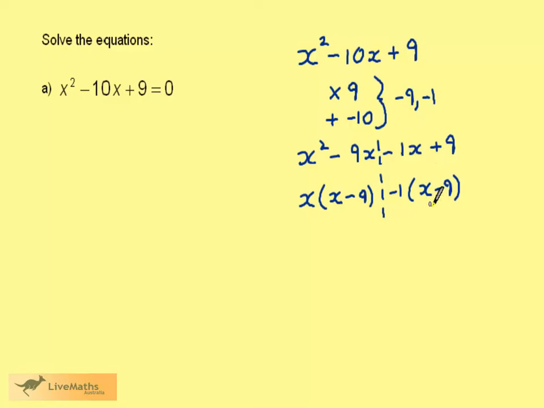Our final factorization is the x minus 9, which is the same on both sides, and it must always be the case that you have a bracket that's the same on both sides, and the x from here together with the minus 1 from here.